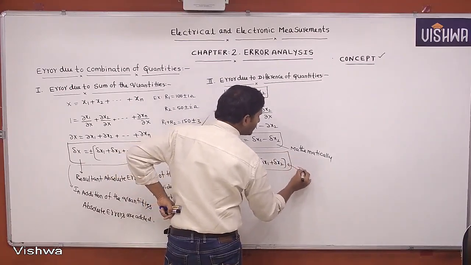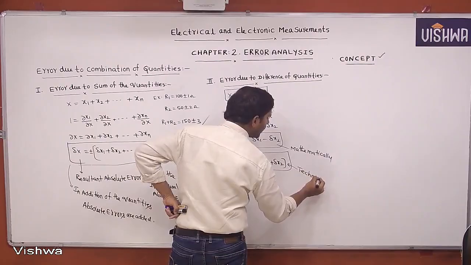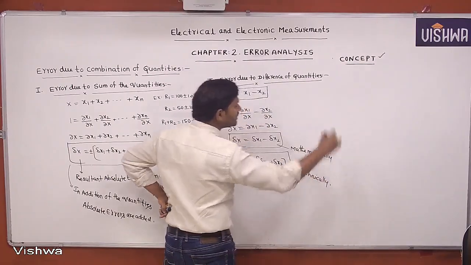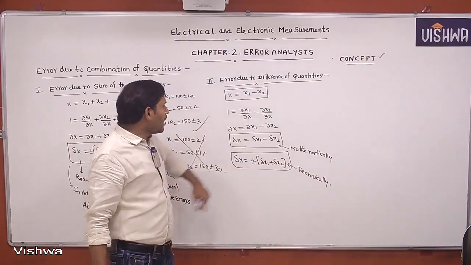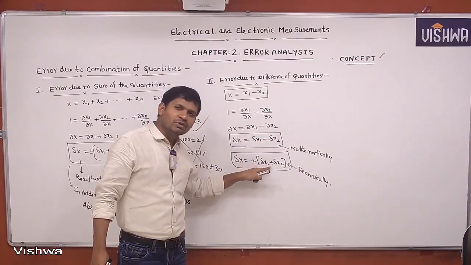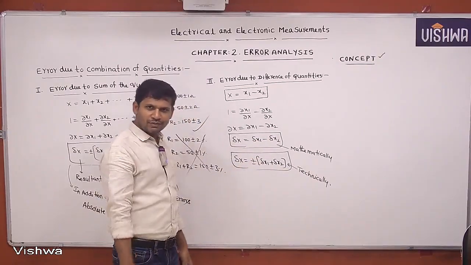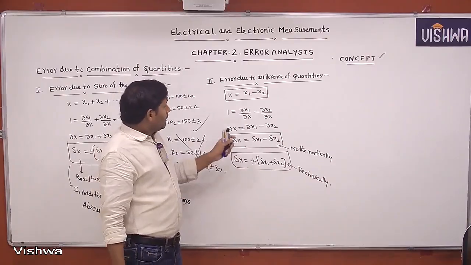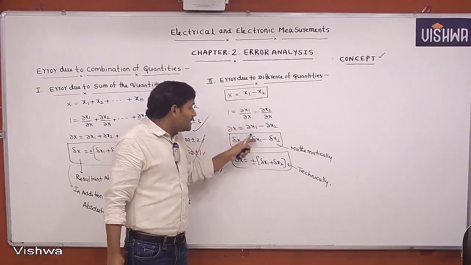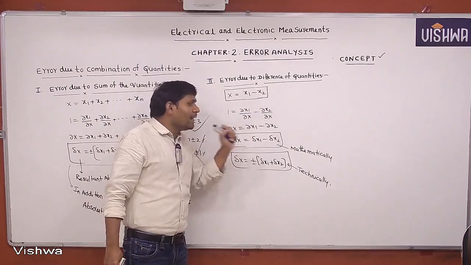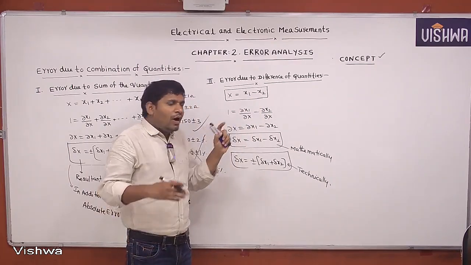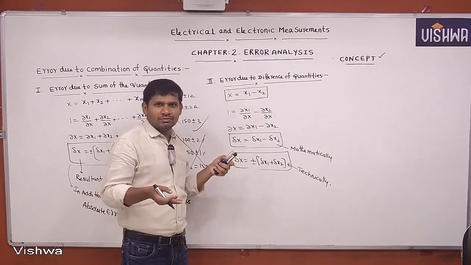Technically it is correct. Don't take negative. You take addition. This is important. Here I am getting negative, but why have you taken this positive? This is technical. The reason is this one. The error in x1 is delta x1. Error in x2 is delta x2. We want to find the error in x1 minus x2.